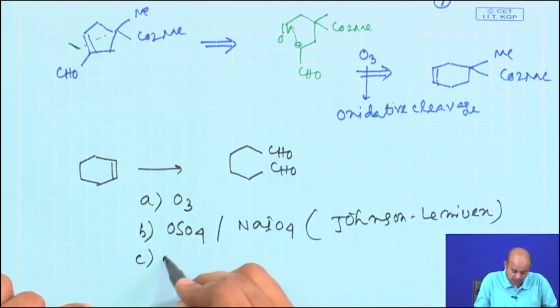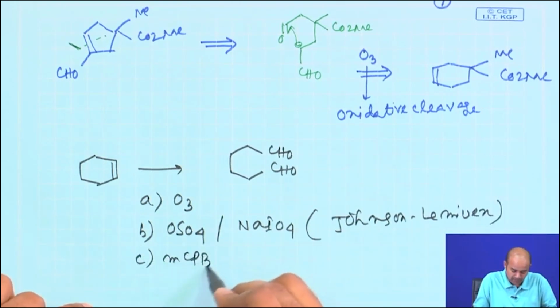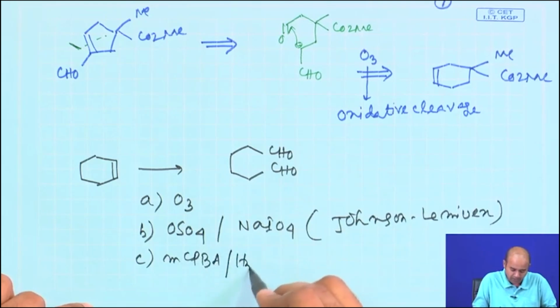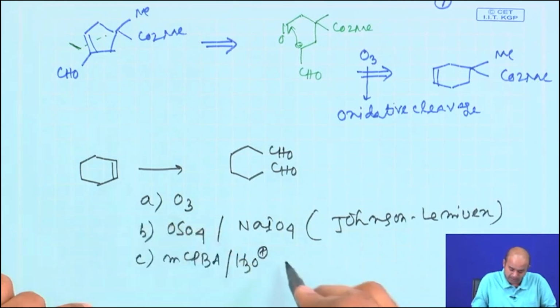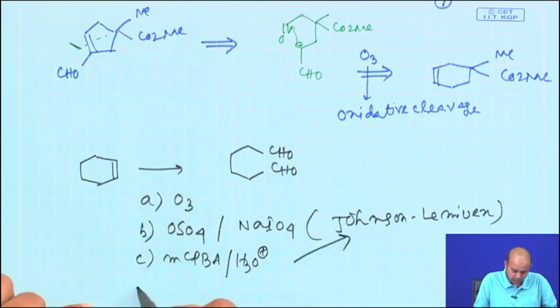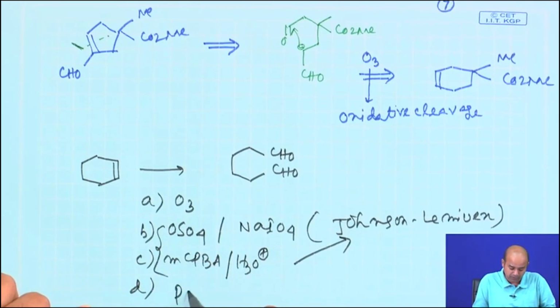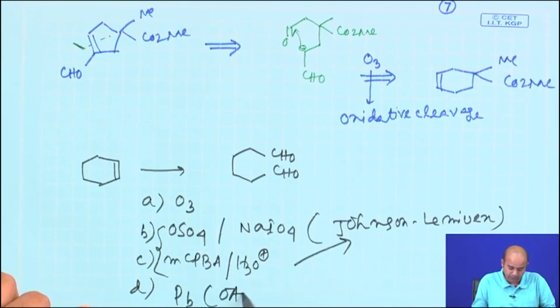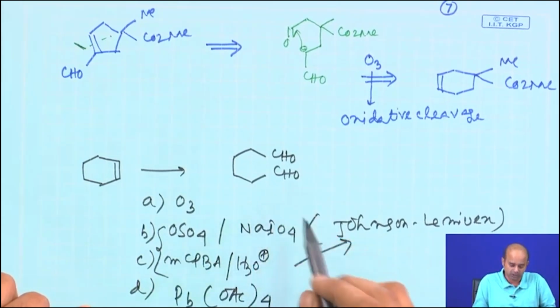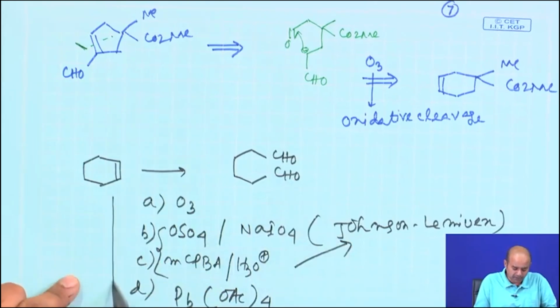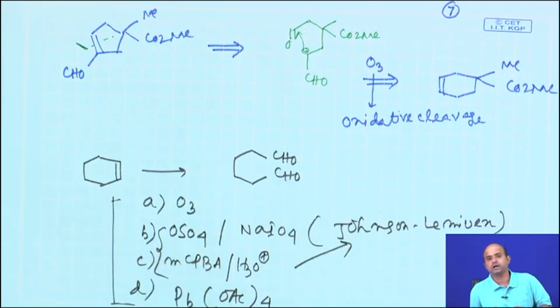Second, you can do an mCPBA-mediated epoxidation followed by water treatment, that will give the diol, then you do the same thing, Johnson-Lemieux. The other option, you can first make the diol by making this reagent, and then you treat with lead tetraacetate, which also cleaves the corresponding diol to aldehyde. So, these 4 conditions you can use for diol cleavage, and that serves a very interesting pathway, called oxidative cleavage.